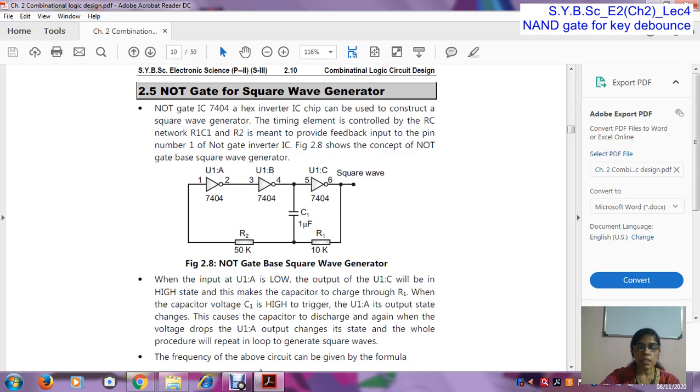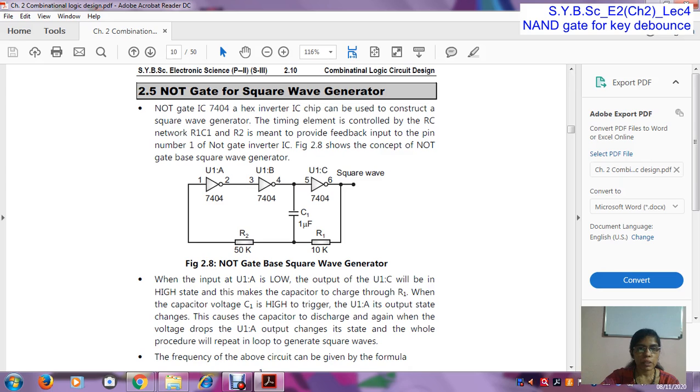So R1 and C1 are used to generate the time delay, and R2 provides the feedback from output to input. R2 is a means to provide a feedback input to pin number 1. The R2 resistor provides the feedback from the output to pin number 1 of IC 7404. The figure shows the concept of a NOT gate based square wave generator. This is the diagram of a NOT gate square wave generator.